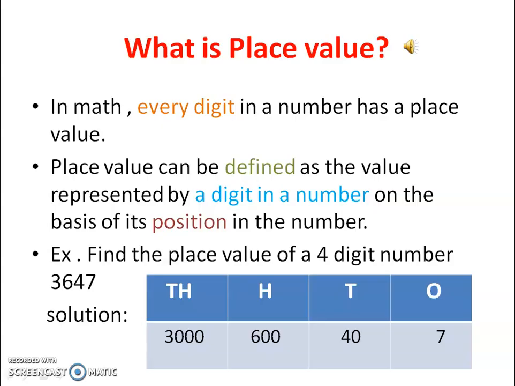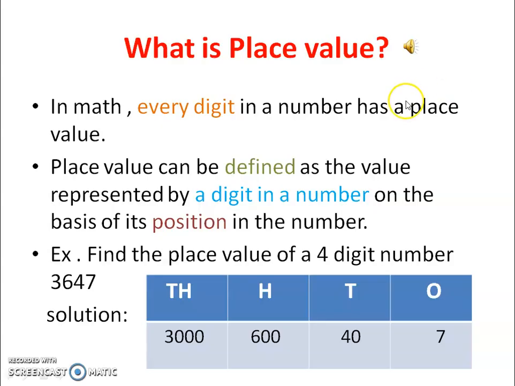Place value can be defined as the value represented by a digit in a number on the basis of its position in the number. Let's see an example for better understanding of place value. Here the example is, find the place value of the 4-digit number 3647.